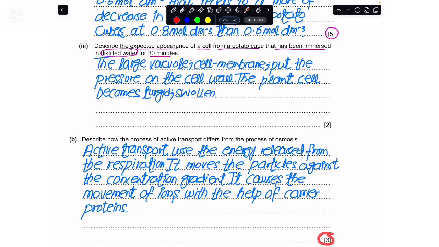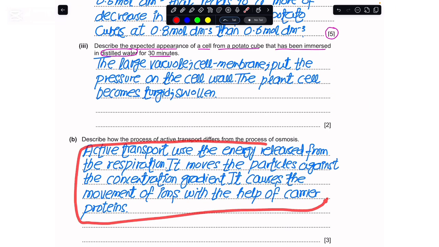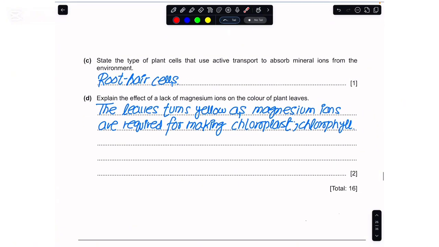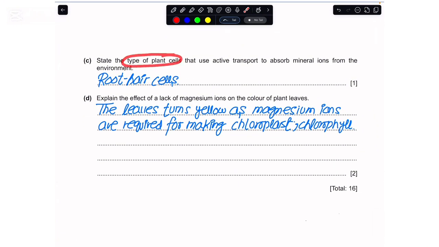Now, for 3 marks, they're asking us to describe how the process of active transport differs from the process of osmosis. So we know very well that active transport uses energy which is released from respiration, and active transport would move the particles against the concentration gradient, and active transport would cause the movement of ions with the help of carrier proteins, and none of these situations we see in the case of osmosis.